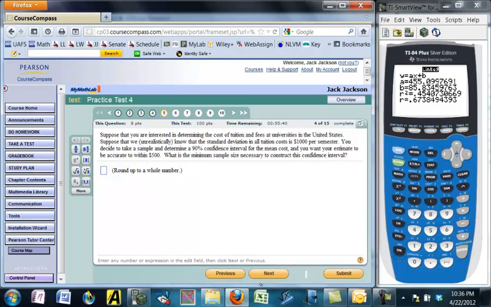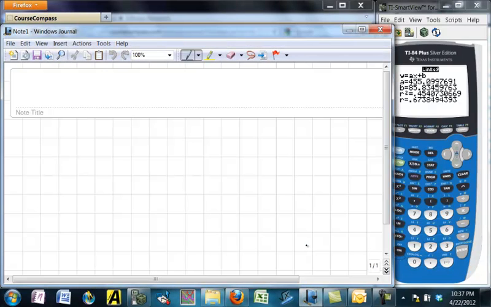Next question. Suppose that you are interested in determining the cost of tuition and fees at universities in the United States, and suppose that we unrealistically know that the standard deviation in all tuition costs is $1,000 per semester. You decide to take a sample and determine a 90% confidence interval for the mean cost, and you want your estimate to be accurate within $500. What's the minimum sample size needed to construct this confidence interval? First of all, we know sigma, and we're talking about finding a confidence interval for a mean. So we're talking about a z-interval.